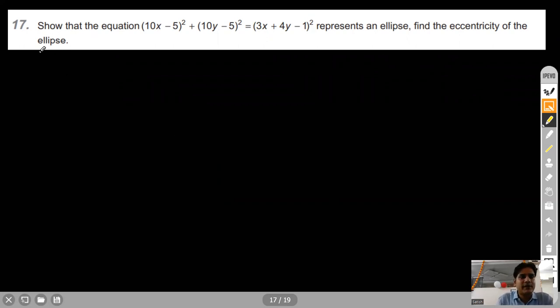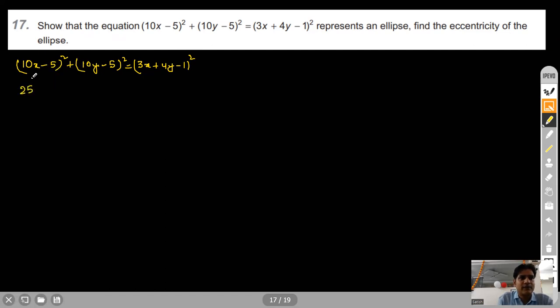So let me write the equation first. 10 times (10x minus 5) whole squared plus (10y minus 5) whole squared is equal to (3x plus 4y minus 1) whole squared. Now what can we do? Again, we should take the basic of our ellipse.